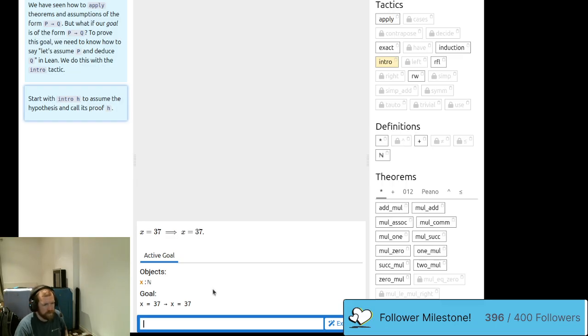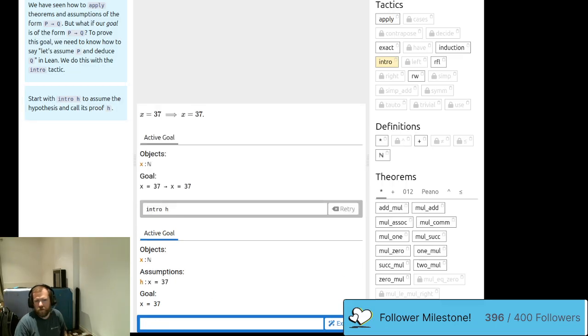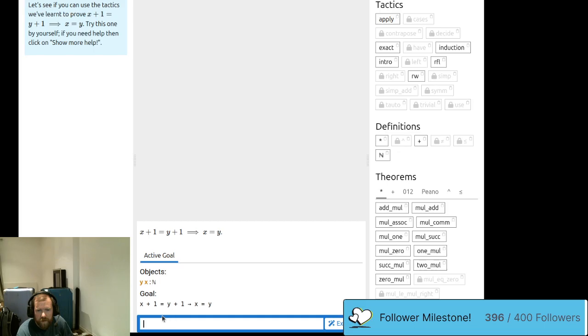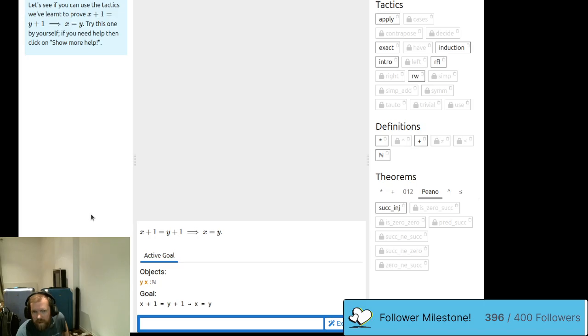So here we're going to intro h. Okay, so we do intro in order to split the implication. And now it's just the same, so whatever, it's fine. Alright, so now we can back this off and try to get back to the successor on Peano. Successor injective.